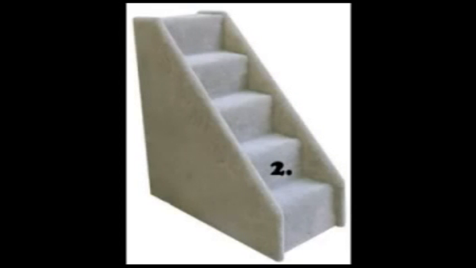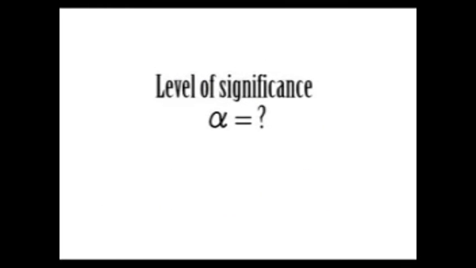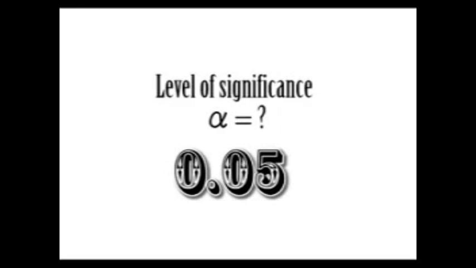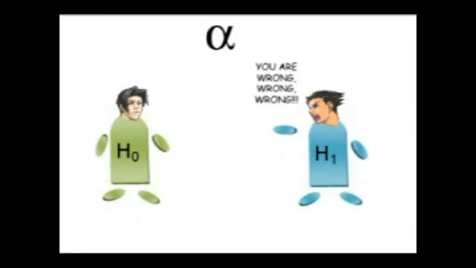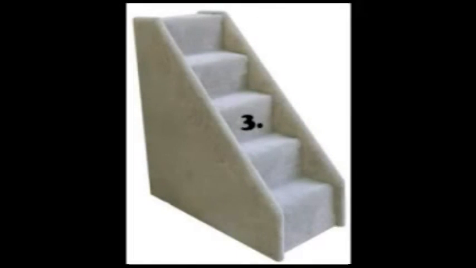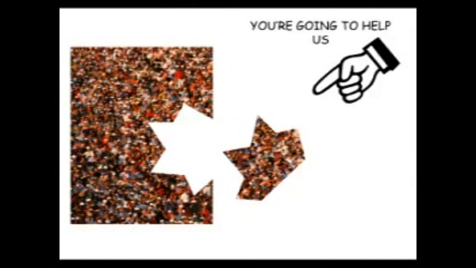Step 2. Decide on what level of significance you will reject the null hypothesis at. Unless there is a good reason not to, people generally use 0.05 as the cutoff value, also known as the alpha value. This is the probability that you will say that the null hypothesis is wrong when really it is correct. Step 3. Take a sample from the population to provide the statistics you need.